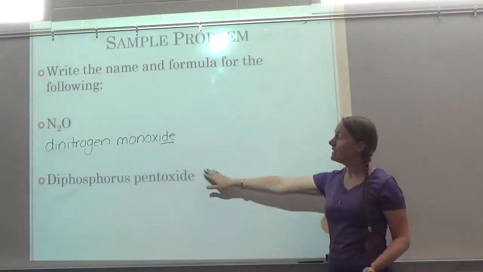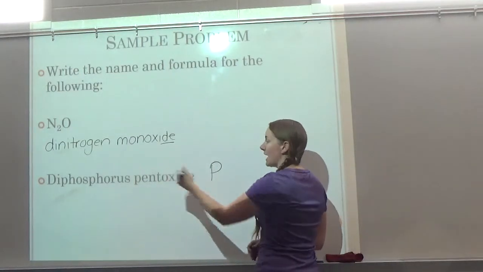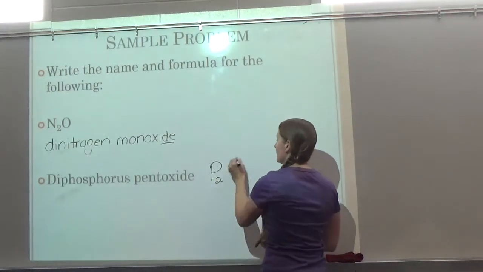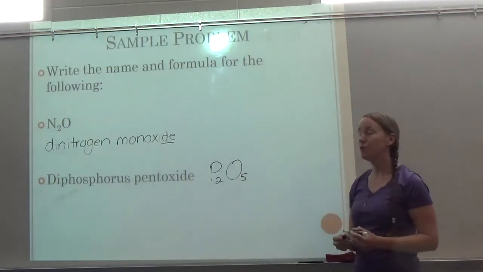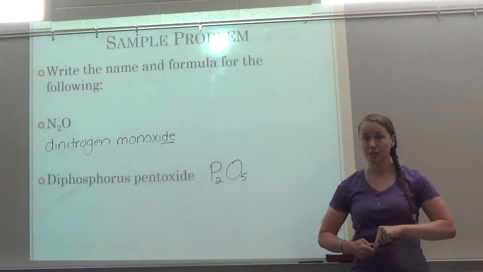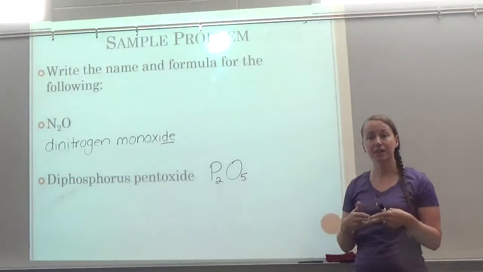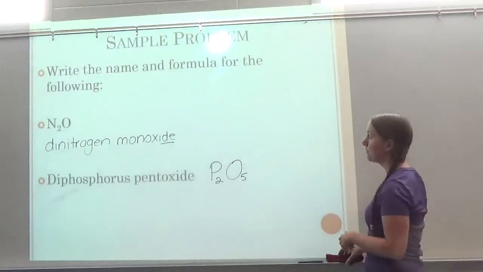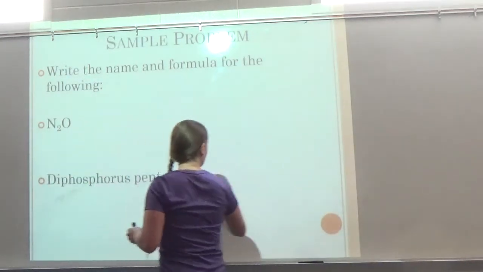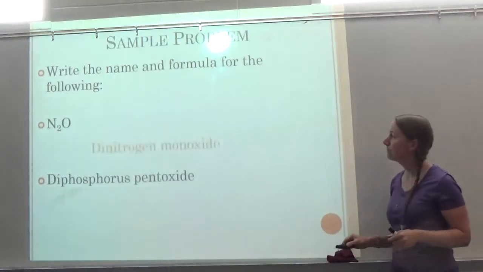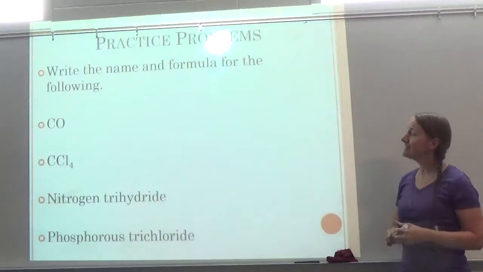All right, so next one we have diphosphorus pentoxide. Well, phosphorus is P, di means 2, oxide is O, penta means 5. So it's P2O5. Notice I did nothing with charges. You don't have to do charges because these are molecules. They're sharing electrons. They're not charged particles at that point. All right, so let's see if you can do some on your own. Pause real quick and try these and then check your answer.